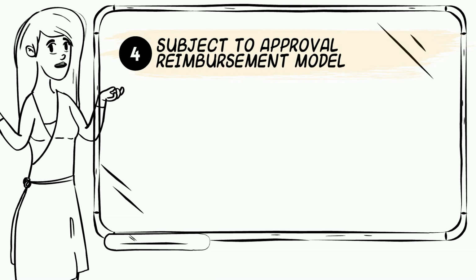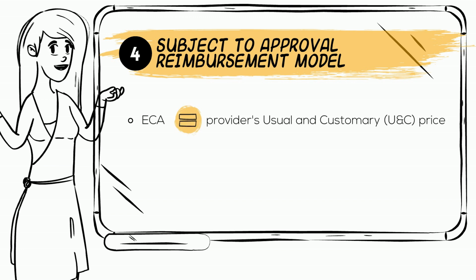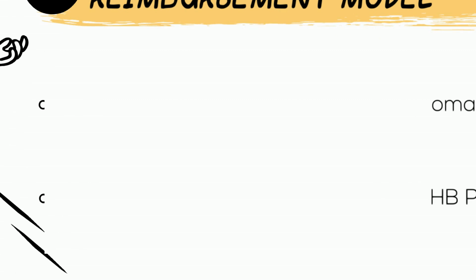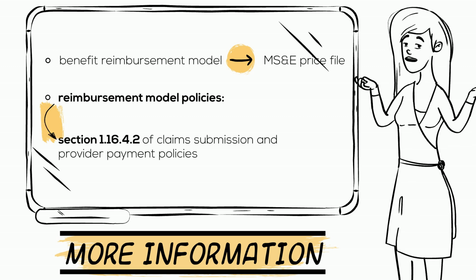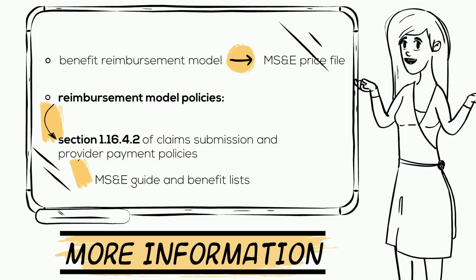And finally, the last model is the Subject to Approval Reimbursement Model. In this model, the provider's usual and customary price is used as the ECA for all items and services the provider is claiming for. Unlike the fixed price model, benefits under the Subject to Approval model may not have an NIHB price. You can find each benefit's reimbursement model in the price files on the Express Scripts Canada NIHB provider and client website. For specific instructions on determining the eligible claim amount, refer to Section 1.16.4.2 of the Medical Supplies and Equipment Guide and benefit lists for First Nations and Inuit.